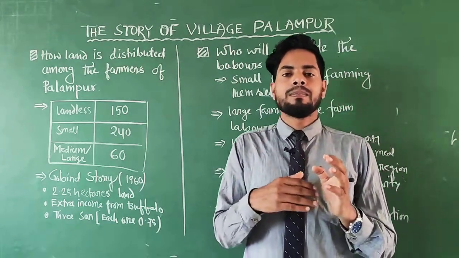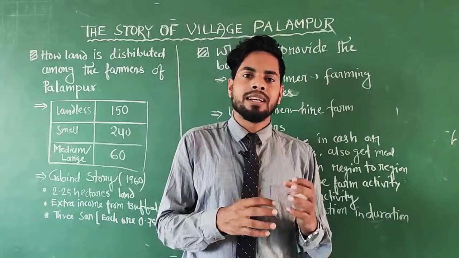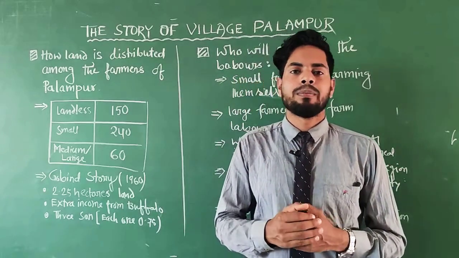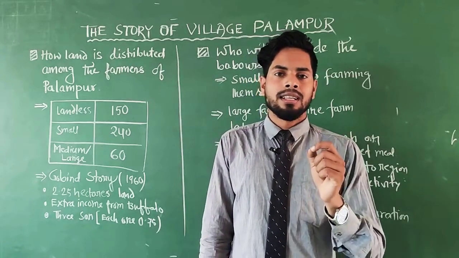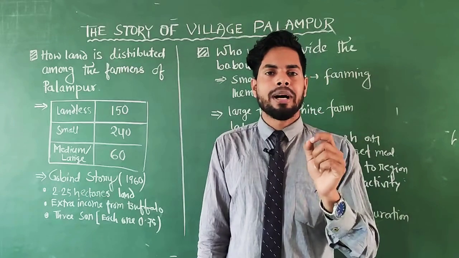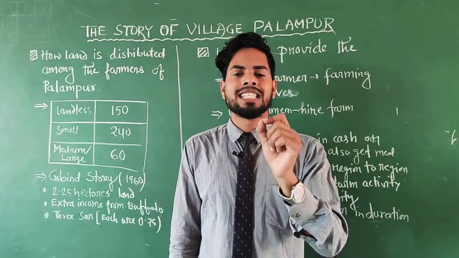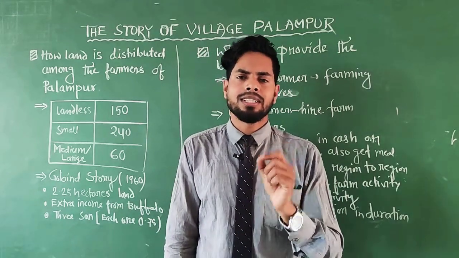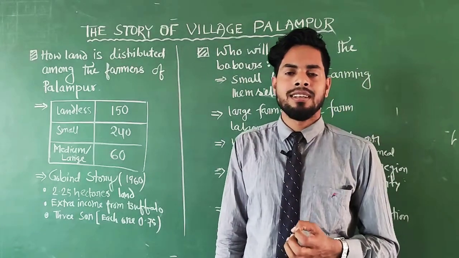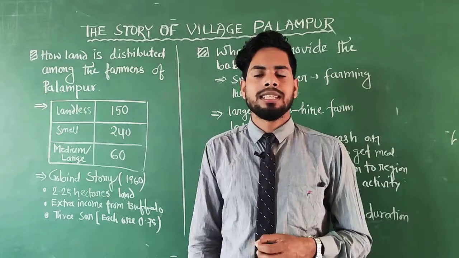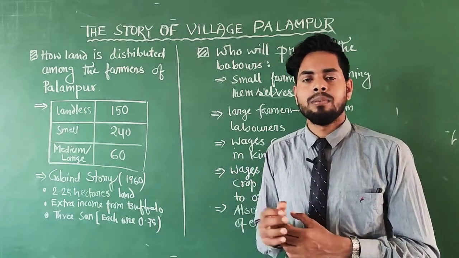So the government of India decided and announced the minimum wages for farm laborers, about 300 per day. But farm laborers in Palampur get only 160 rupees per day. Why? There is heavy competition among the farm laborers. That's why farm laborers agree to work in the fields of the landlord.